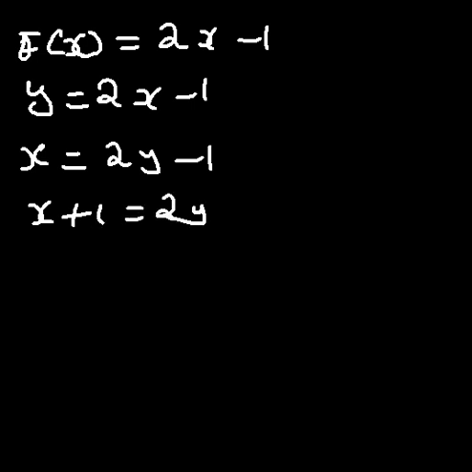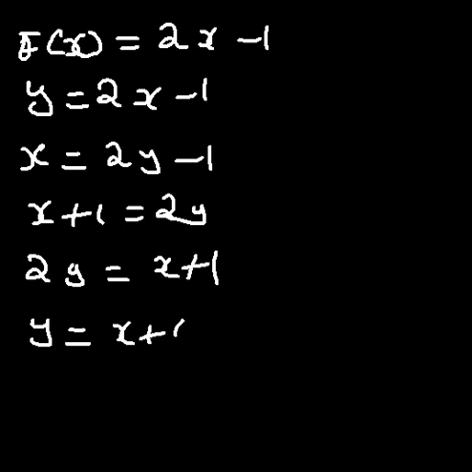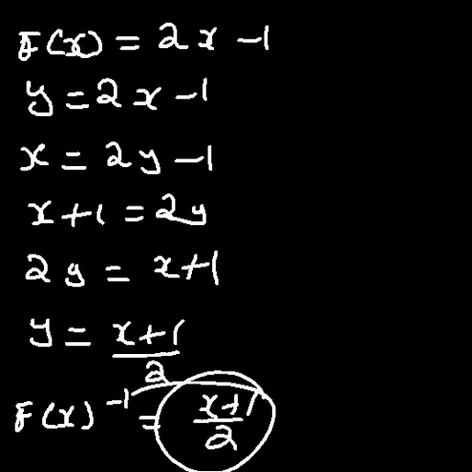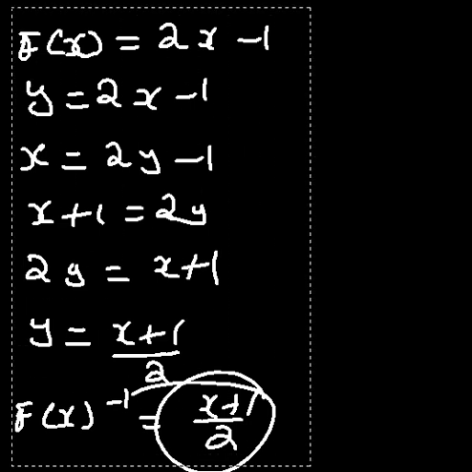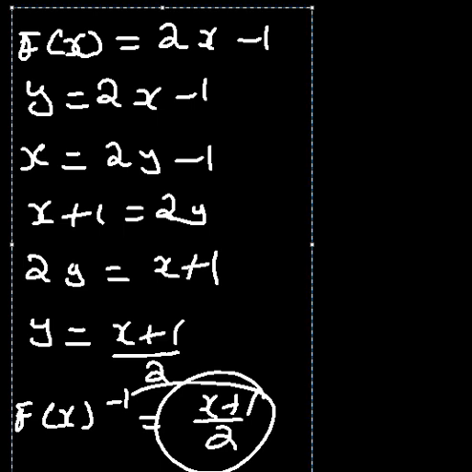Now this is the same as 2y is equal to x plus 1. Now we have y given as x plus 1 over 2. In this case, this is what you call the inverse of the function, given as x plus 1 over 2. So that's the inverse of a function. We interchange where there is x put y and where there is y put x, and make y the subject. Let's say we have f of t is equal to, let's say, 2t minus 1 over t plus 2.